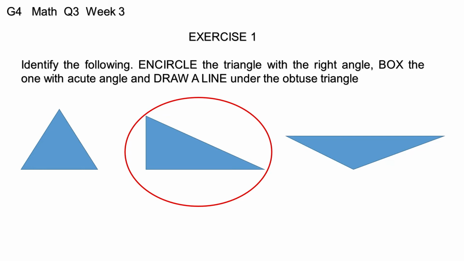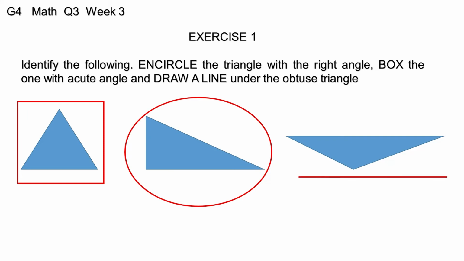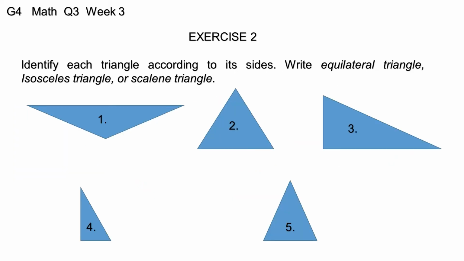Next, box the one with an acute angle. The one with an acute angle is this one. Yan. We call it as an acute triangle. And draw a line under the obtuse triangle. So, the obtuse triangle has an obtuse angle. Ito yun. Yung pangatlo. Next, let's do another exercise.